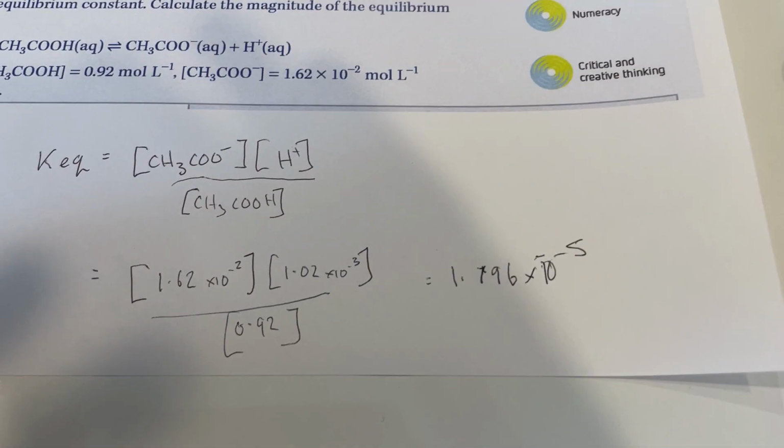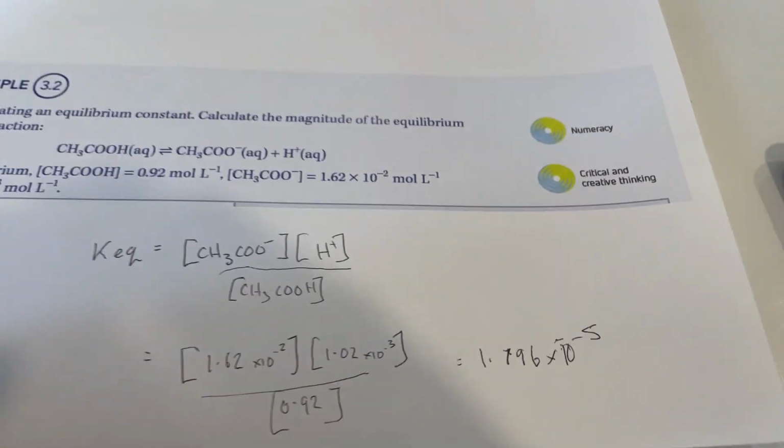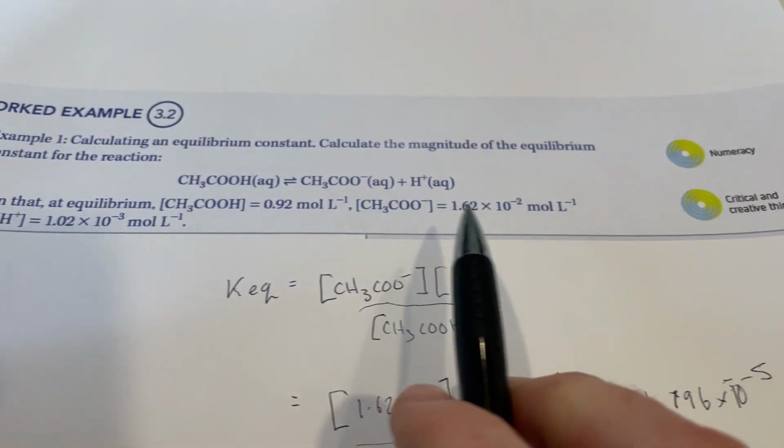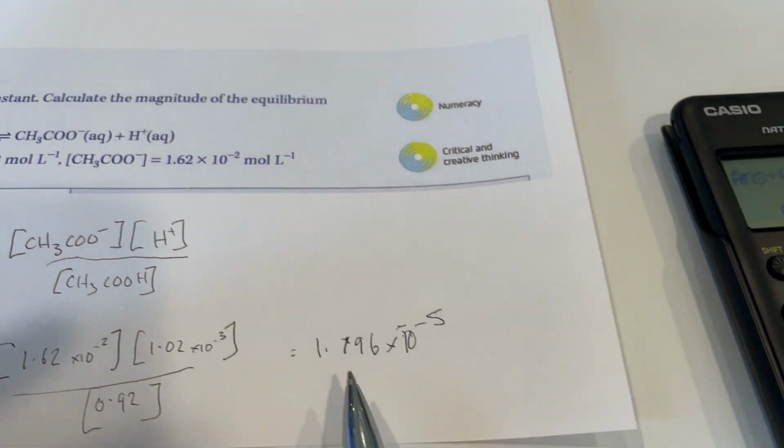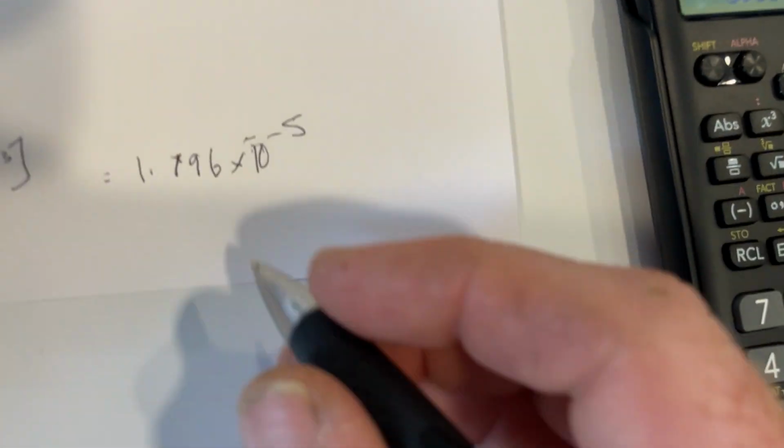Sorry about the messy writing and the blurry video. Come on, iPhone. And then I'm just going to check my sig fig. I've got 3 sig fig, 3 sig fig, 2 sig fig. So my answer should be 2 sig fig. So it's going to be 1.80 times 10 to the minus 5.